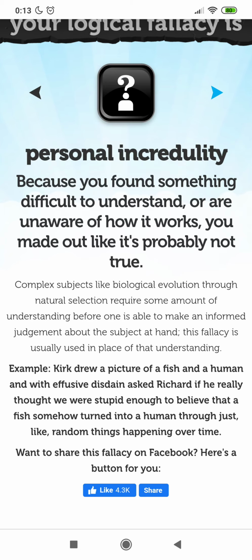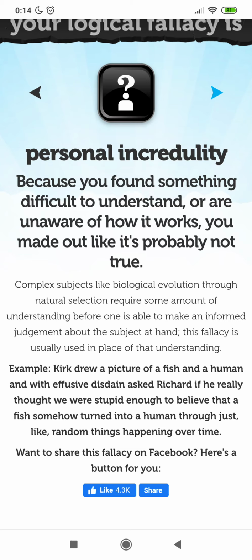Personal incredulity. Because you found something difficult to understand or are unaware of how it works, you made out like it's probably not true. Complex subjects like biological evolution through natural selection require some amount of understanding before one is able to make an informed judgment about the subject at hand. This fallacy is usually used in place of that understanding: "I don't understand, therefore it is not real."